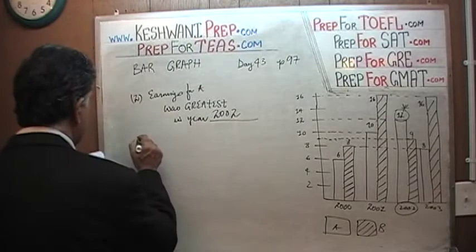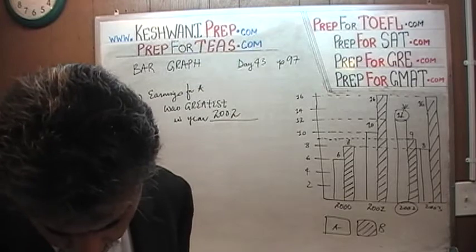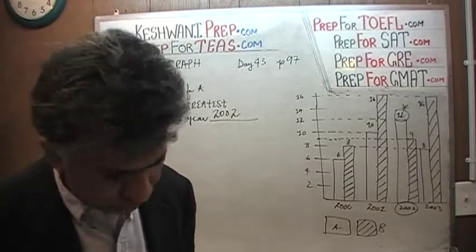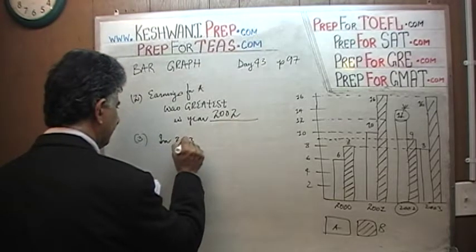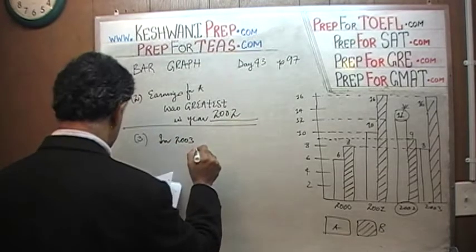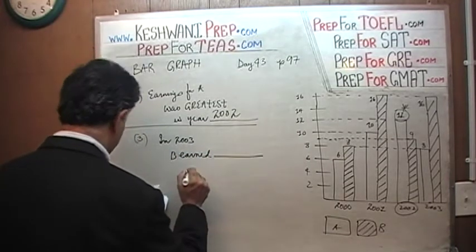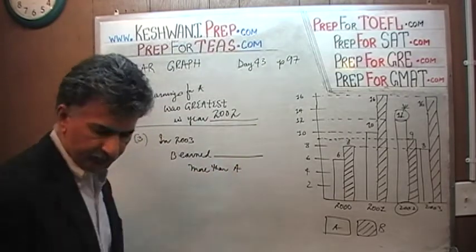In question number 3 it says, how much more did stock B earn than stock A in 2003? Well, in 2003, we're done with this part. In 2003, B earned more than A. Let's find out, shall we?